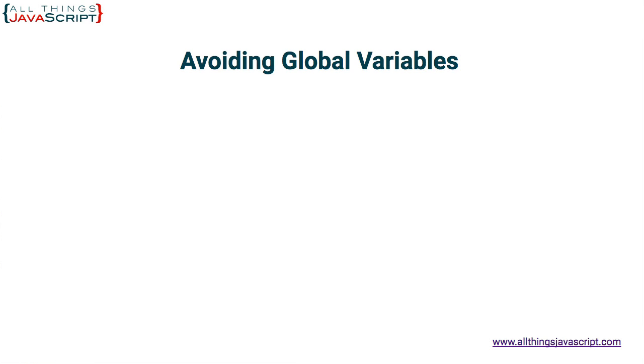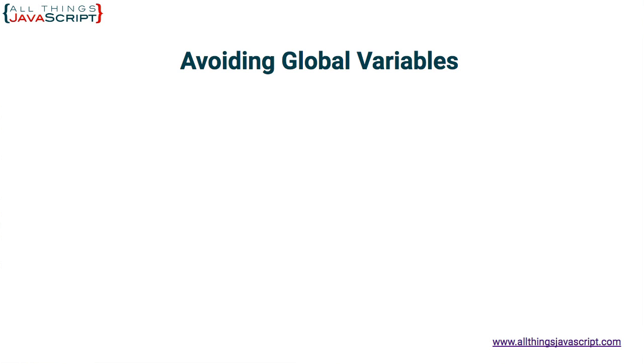As a JavaScript developer, you are told to avoid global variables. But in order to do that, you need to know how. Sometimes it seems like you need to use a global variable to accomplish what you need to do. Well, in this video, we are going to look at three techniques for avoiding the use of global variables using the concept of closure.